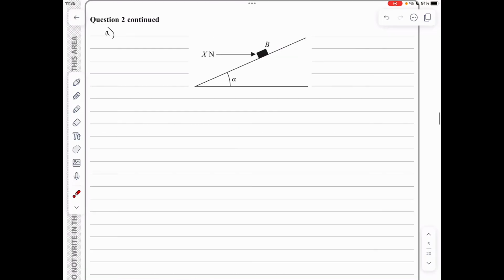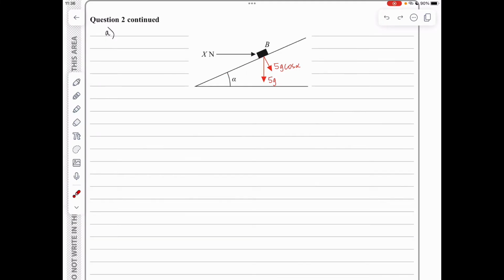So we've got the diagram here. I will start with the weight 5g pointing downwards. Obviously I will be resolving this perpendicular and parallel to the plane. So perpendicular is 5g cos alpha. Now parallel to the plane, it's going to be 5g sin alpha, and I will also add the frictional force.